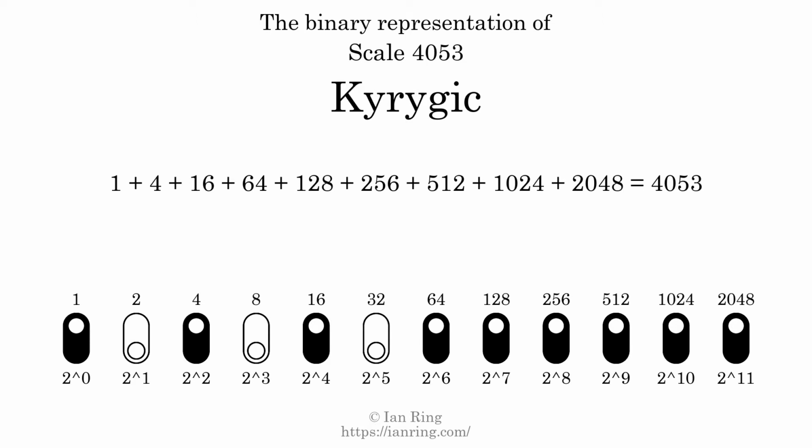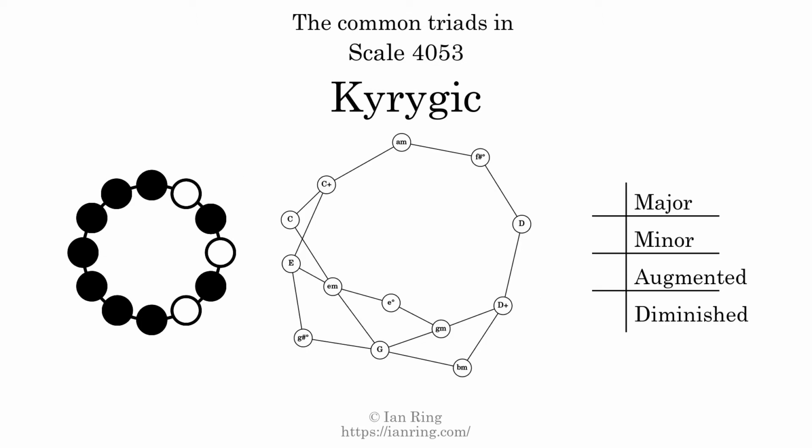The scale number not only enumerates the scale with a unique index, but it also literally describes the tonal content of the scale. Represented as a binary number in base 2, the scale number is 111110101001. Here are the common triads present in this scale. The diagram in the center is a graph of parsimonious voice leading between triads.